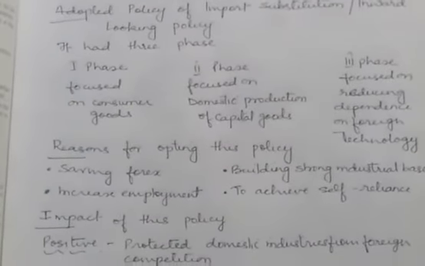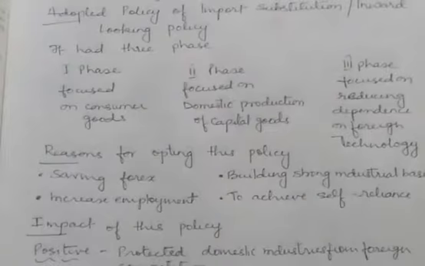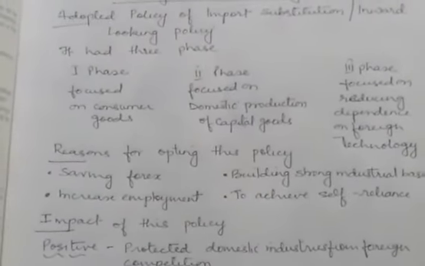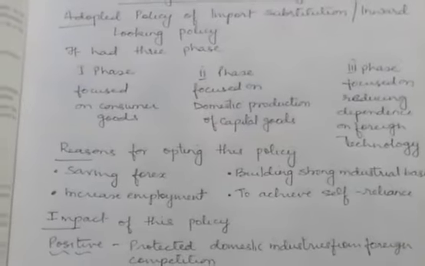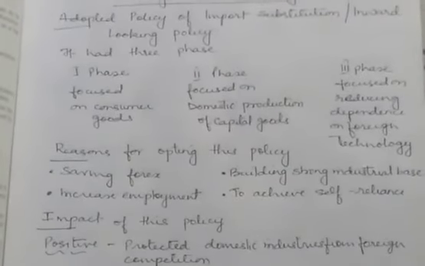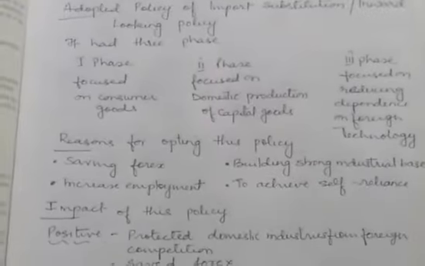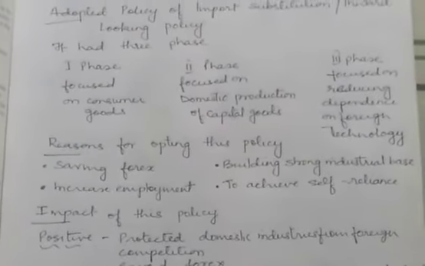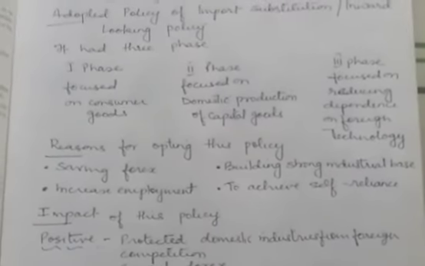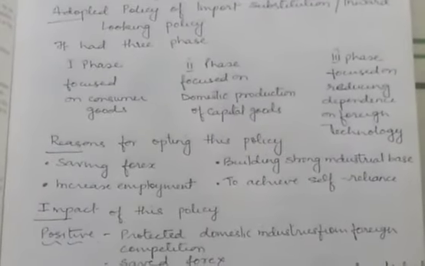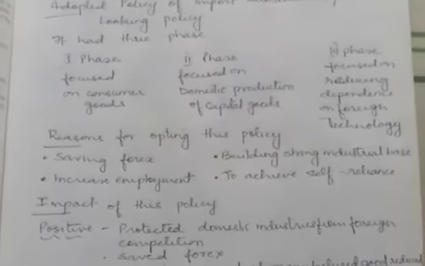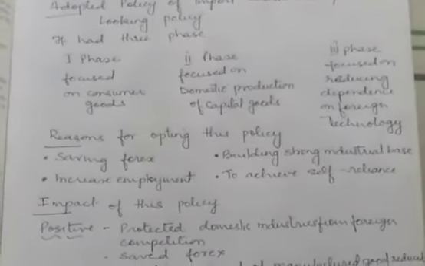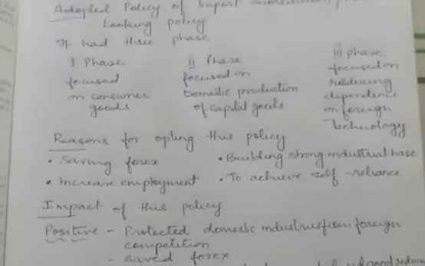So it had three phases. First one was focused on the consumer goods. That means, first of all, industries were supposed to produce more and more consumer goods domestically rather than importing the goods from other countries. The second phase then covered the capital goods. That means those capital goods, that is machines and all, which we were importing, started being produced domestically.